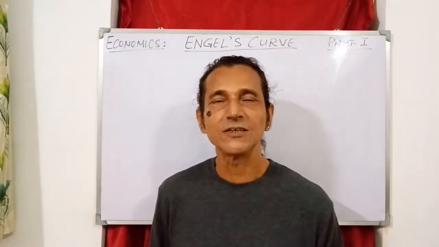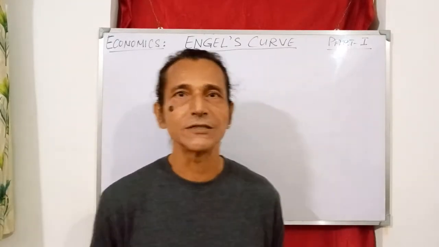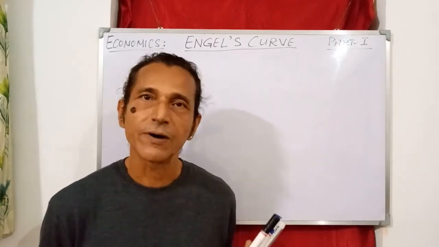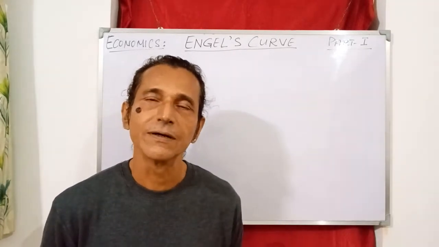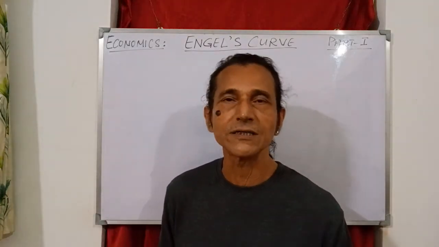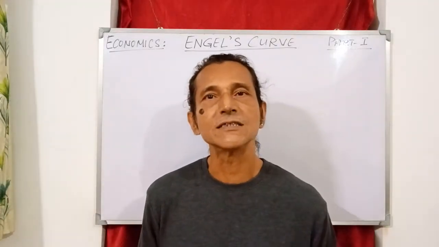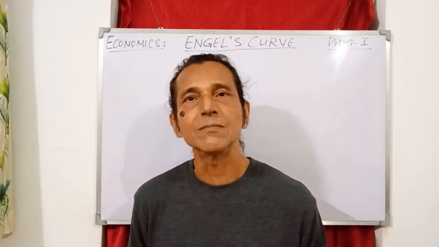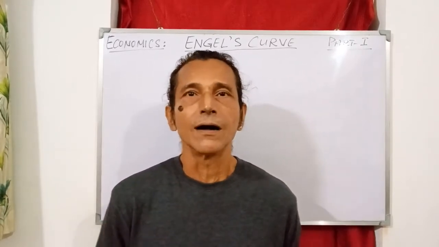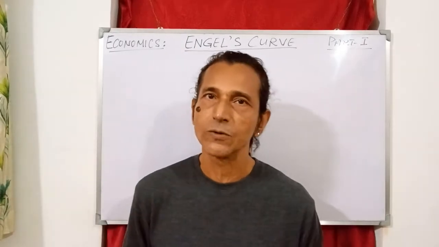The subject of this video is economics and the topic is Engel's curve, or Engel curve. This is part 1 of Engel's curve. In this part, I will discuss what Engel's curve is, what Engel's law is, and how Engel's curve can be derived from the income consumption curve with regards to a necessity commodity and a luxury commodity.